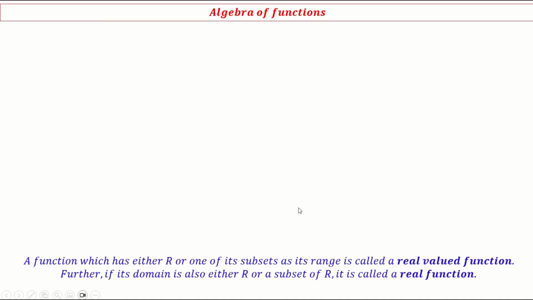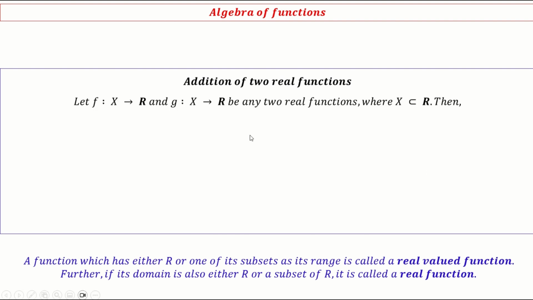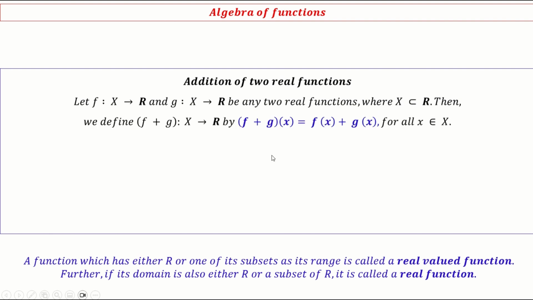Now we can do some operations on functions. What are the kinds of operations we can do? Addition of two real functions we can do if f is defined from X to R and g is defined from X to R. They are any two real functions, where X is a subset of R. We can define f plus g from X to R by (f plus g) of x equal to f of x plus g of x. So the plus operation on functions is defined like this.